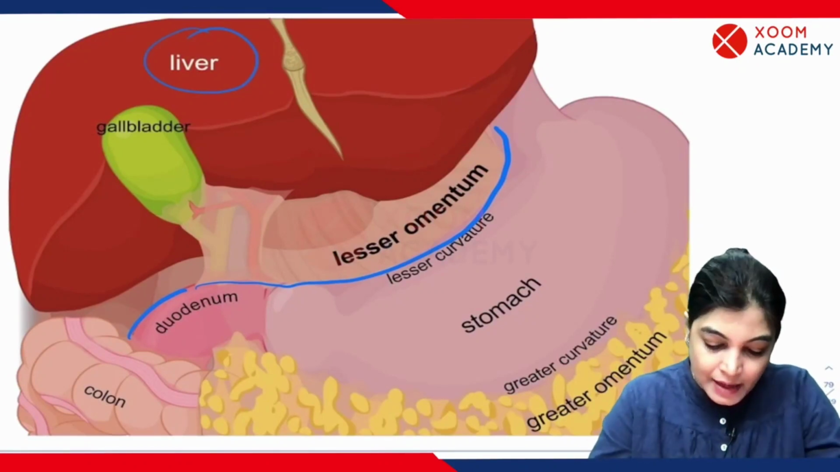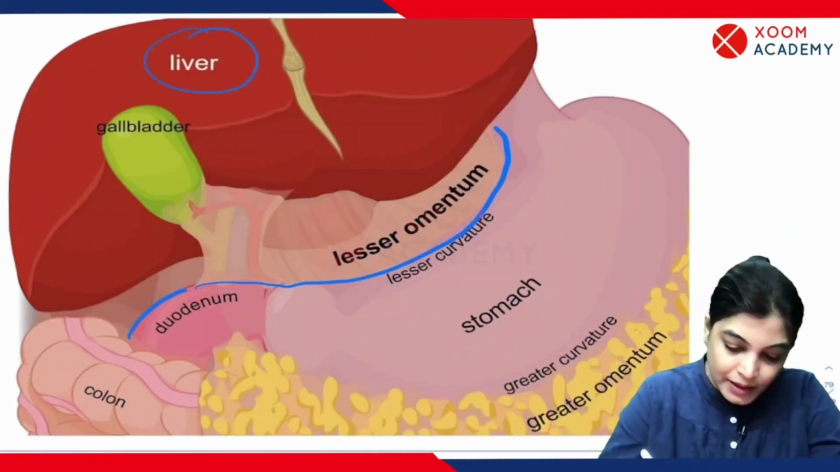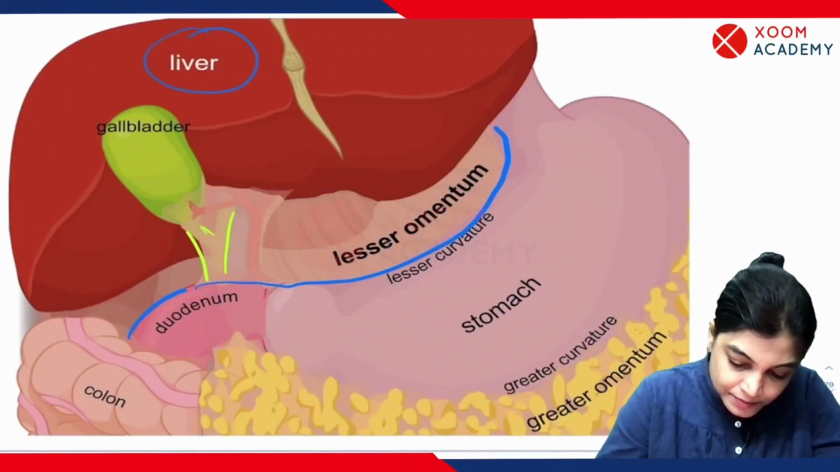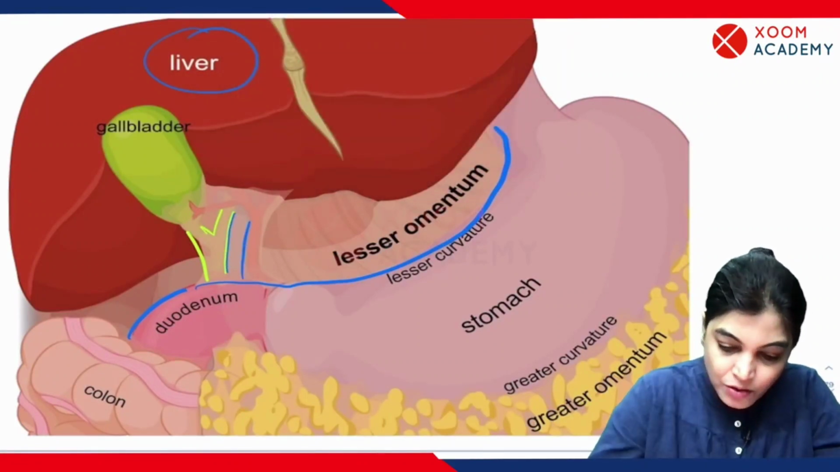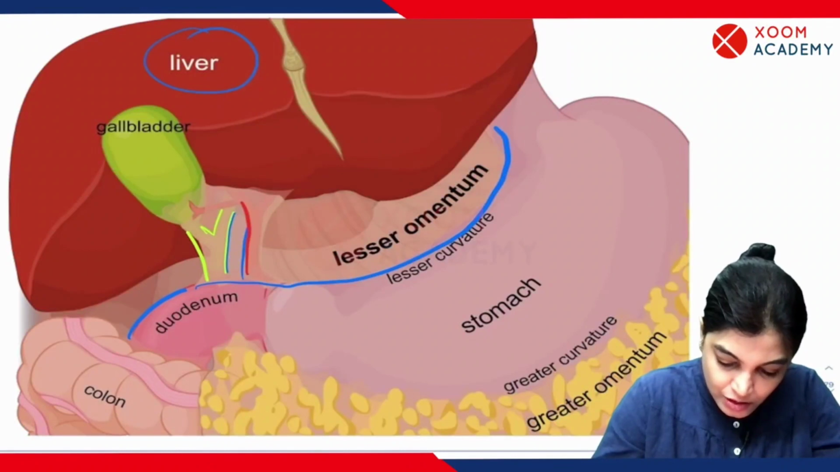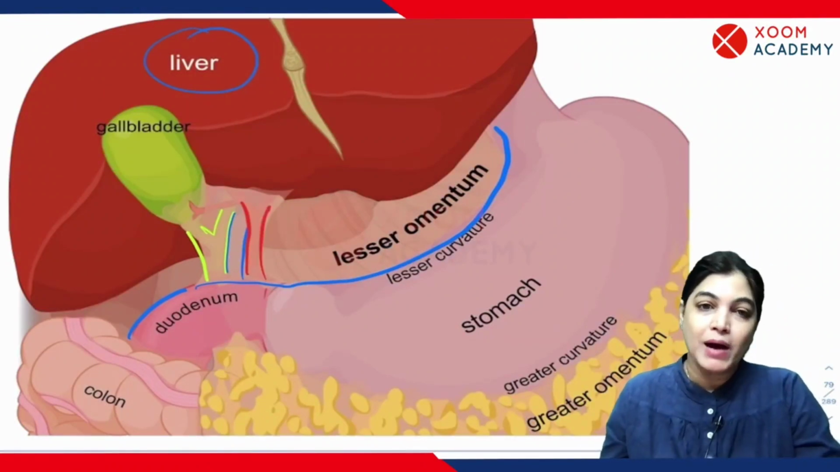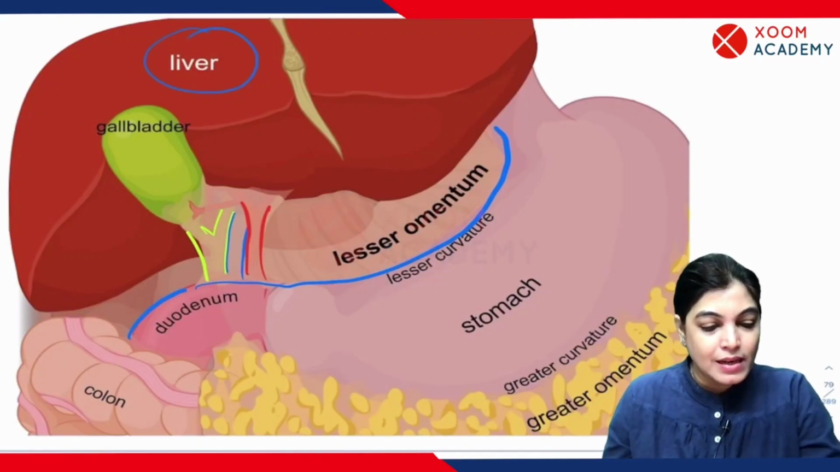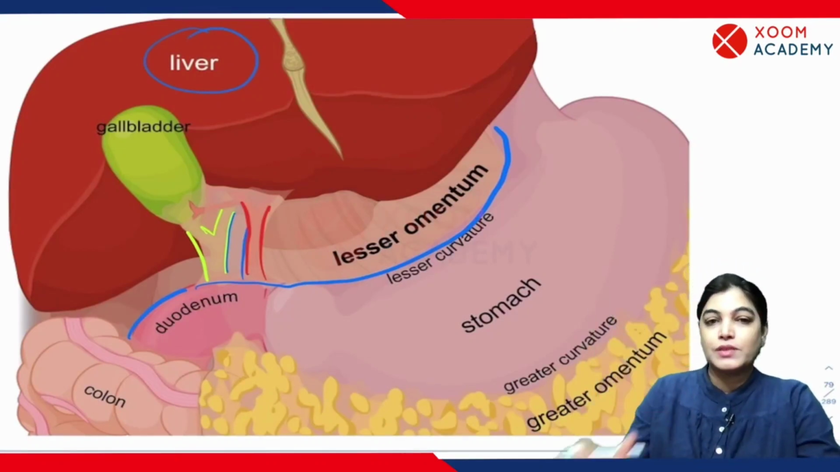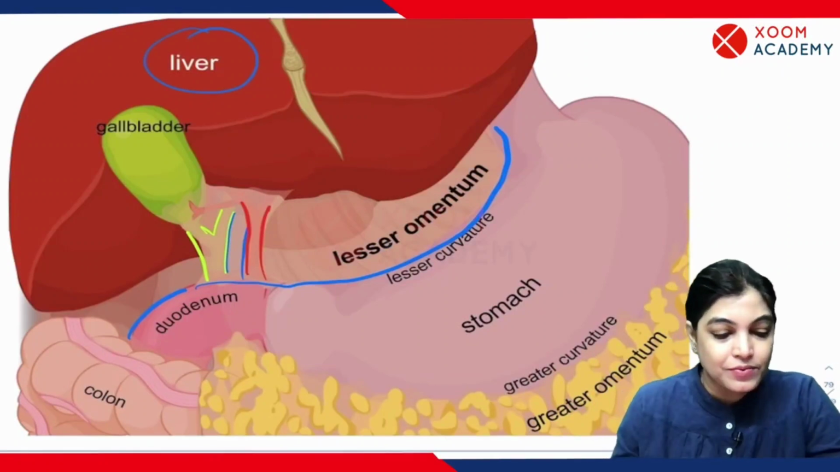If you see the diagram nicely, you can appreciate the contents lying in the free margin of the lesser omentum: the bile duct, the portal vein, and also the hepatic artery. These are the three contents shown in the free margin of the lesser omentum. Other than that, along the lesser curvature of the stomach, the contents are the right and the left gastric vessels.